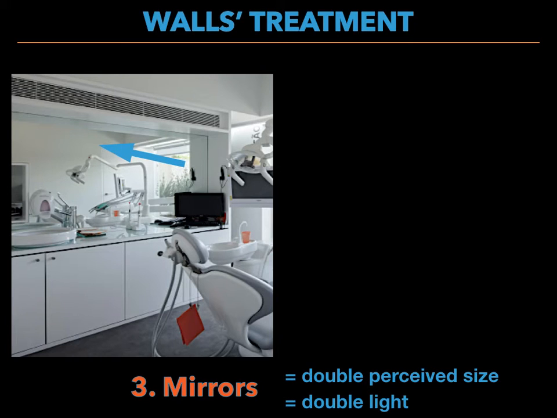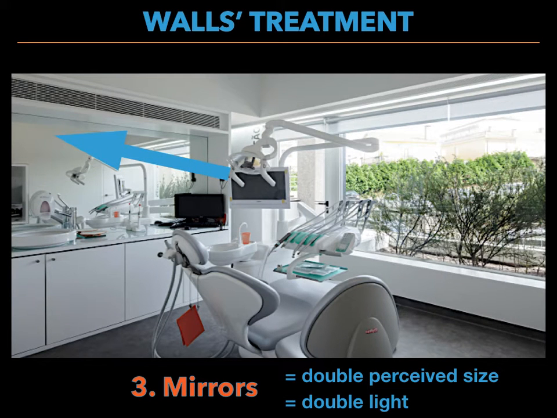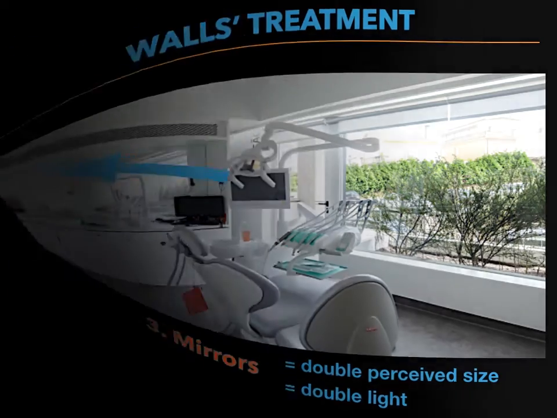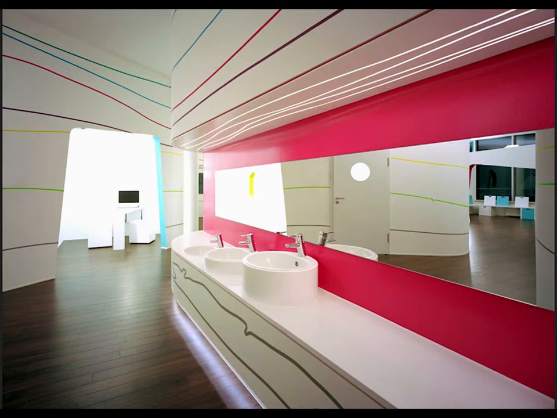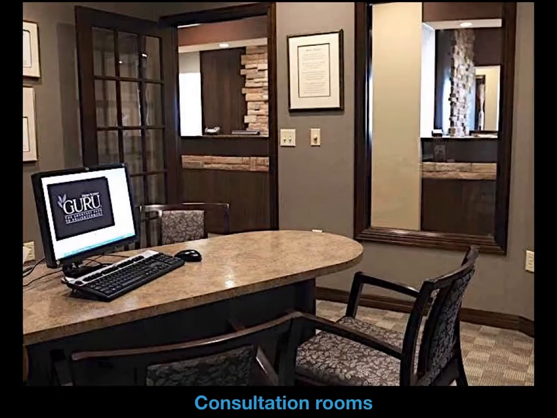If for structural reasons you cannot add a window, you can place a mirror instead. A mirror doubles the perceived size of a room as well as the amount of light. This treatment room actually has both a mirror and a window for a combo effect. Again, the larger the mirror, the wider and brighter the room becomes. Floor-to-ceiling mirrors can be very useful in narrow hallways, also in consultation rooms.